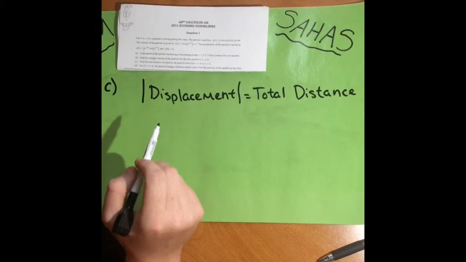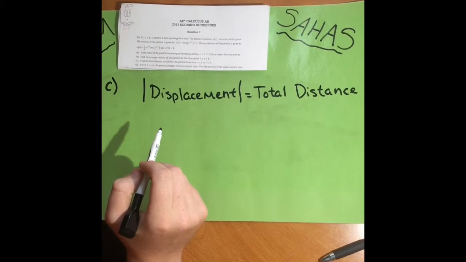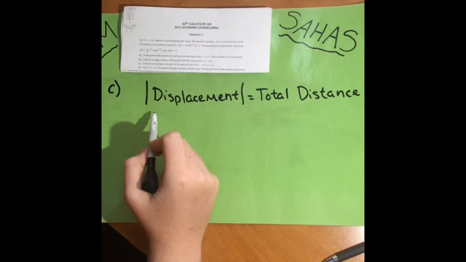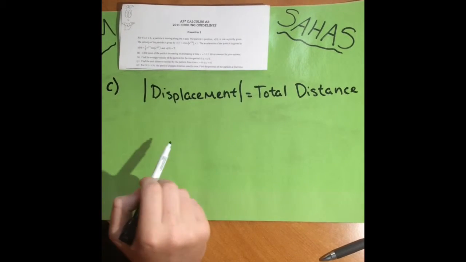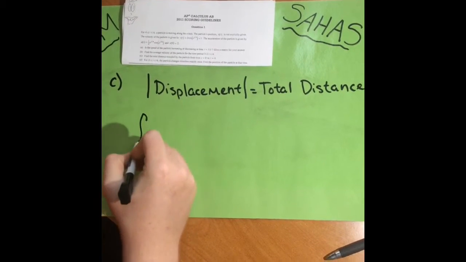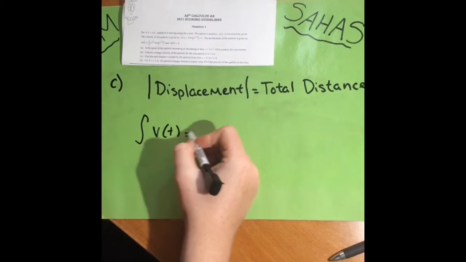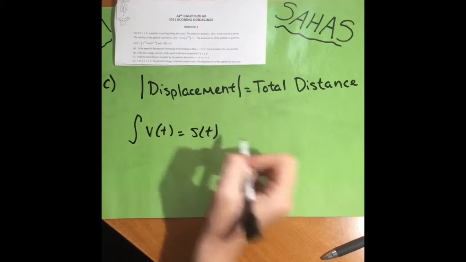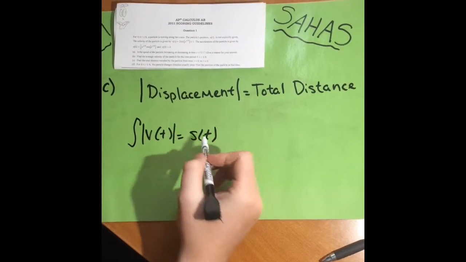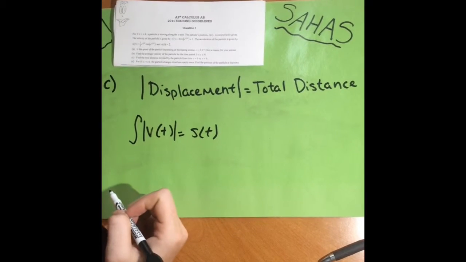So part C asks to find the total distance traveled by the particle from time 0 to 6. We know that the absolute value of displacement is the total distance, and we know that the area under a curve, or integral, of a velocity curve is equal to displacement. So if we take the absolute value of that, this displacement becomes the total distance traveled.